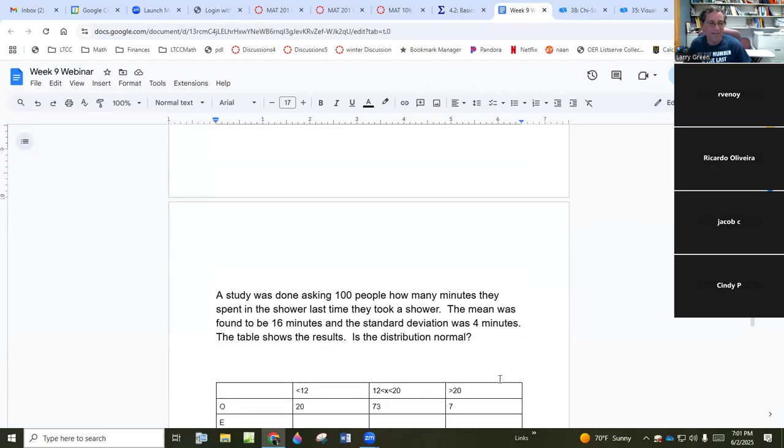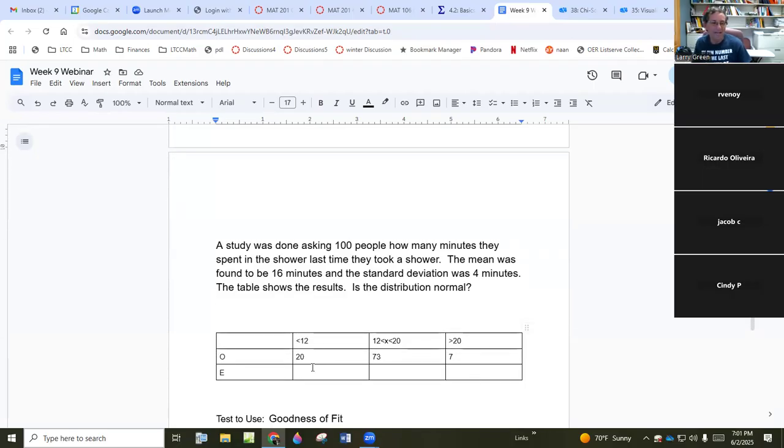So here we had 20 that were less than 12. We had 73 that were between 12 and 20. And we had 7 that were greater than 20. Okay, 20 minutes spent in the shower, last time they took a shower. Does that make sense?